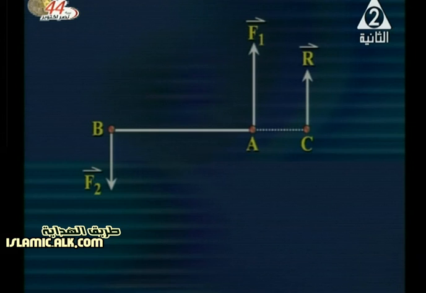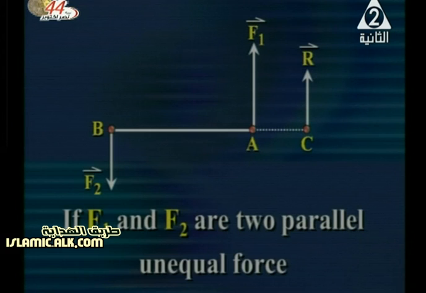When we find the magnitude of R, let's see: it belongs to the ray BA, not the line segment AB. C belongs to ray B, not the line segment BA. R in this case equals F1 minus F2. Let F1 and F2 be two parallel unlike forces. What do we mean by unequal forces? Unequal means not equal: F1 is not equal to F2.